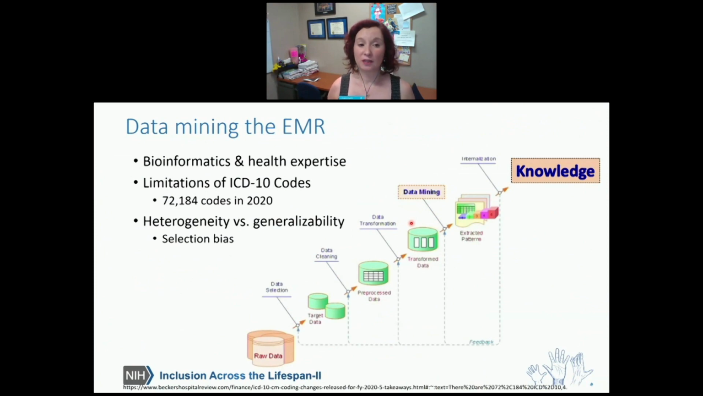The power of the EMR, in my opinion, really resides with the amount of heterogeneity you can capture in the electronic medical record. And heterogeneity is generalizability, because in order to generalize your data, you have to have all of the patients represented. So there's definitely a place for EMR to help us generate new knowledge that can be translated to the real world.